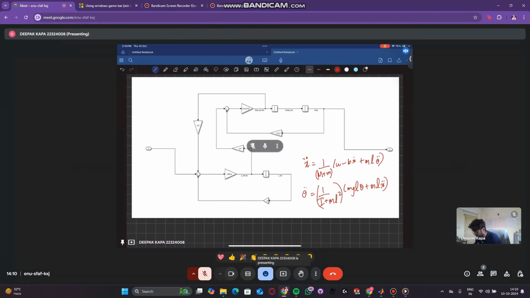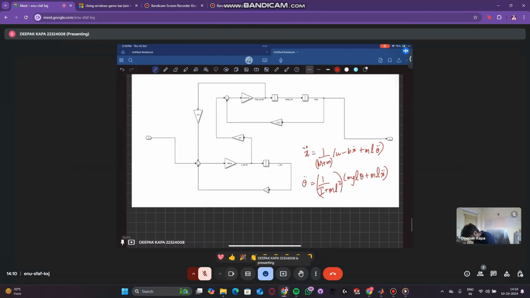I've taken a screenshot and put it into my notes. So you see the bottom block. This part is actually the X double dot part. Basically, I have my controlled input U that is coming in from here. To U, I subtract minus B X dot. So that is this part, giving me minus B X dot. And this part is adding M L theta double dot, which is coming from here. Okay. Then I multiply that by a gain of 1 by M plus small m. That gives me my X double dot, right here.